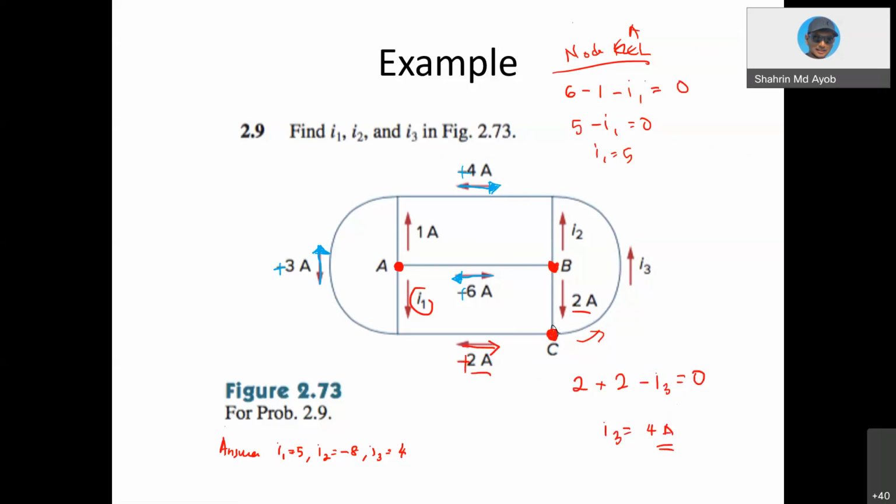Okay, so that is what I want to highlight. If you want to remove the negative, you need to reverse the direction of the current. So we finished on the KCL. The KCL concept is very simple: the summation of current entering the node must equal to 0.